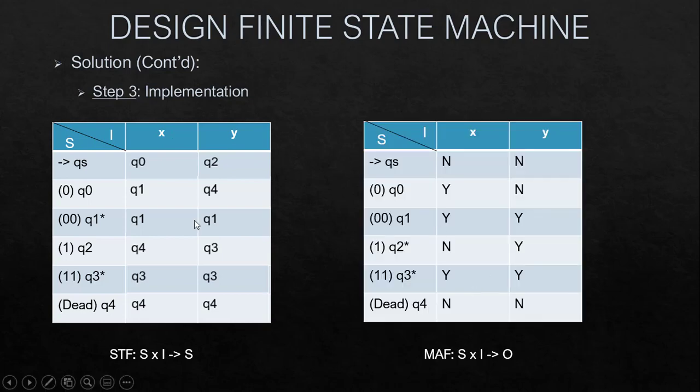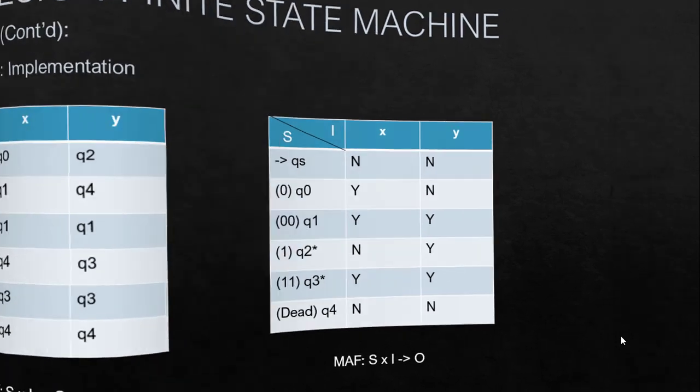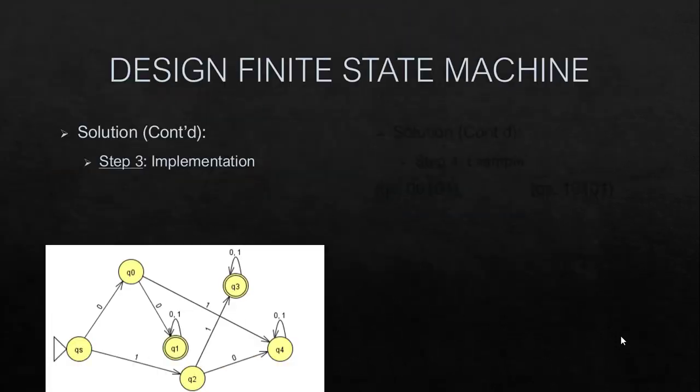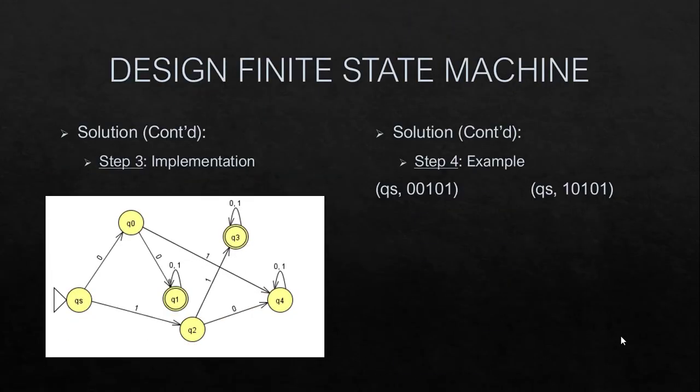Here the output will be, wherever there is Q1 and Q3, we will have Y as the output getting generated, and for Q4 and other non-final states, N will be the output getting generated. The state transition diagram and the examples for you to solve are as follows.